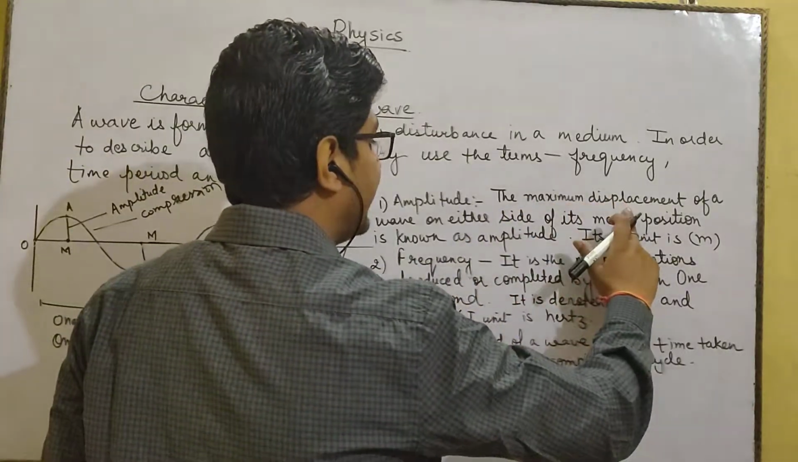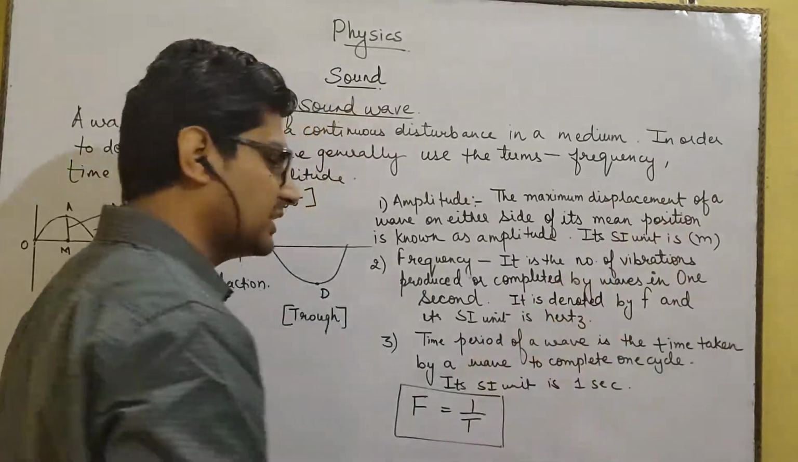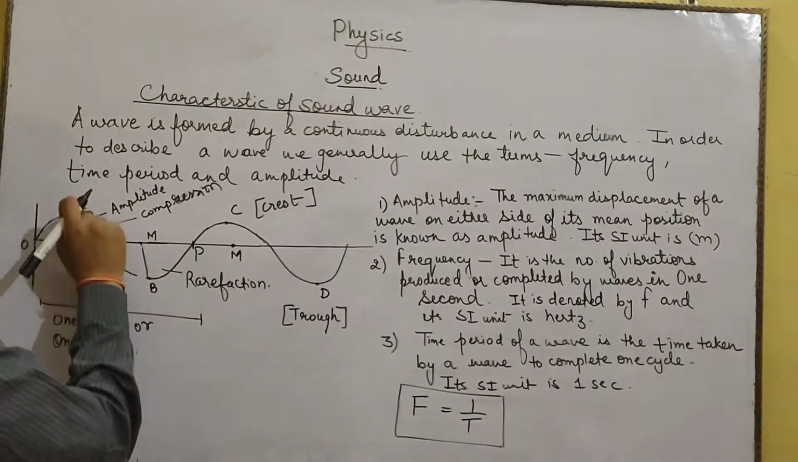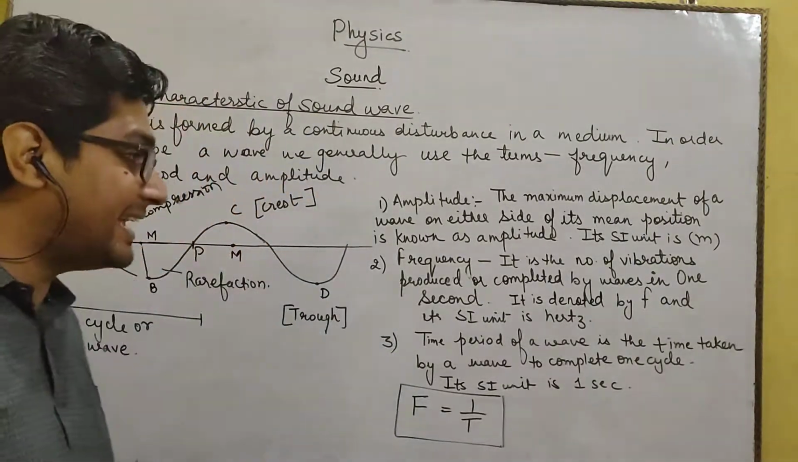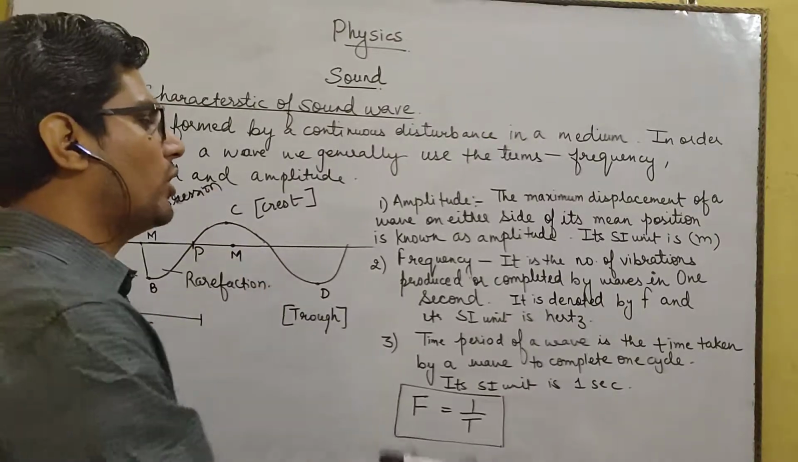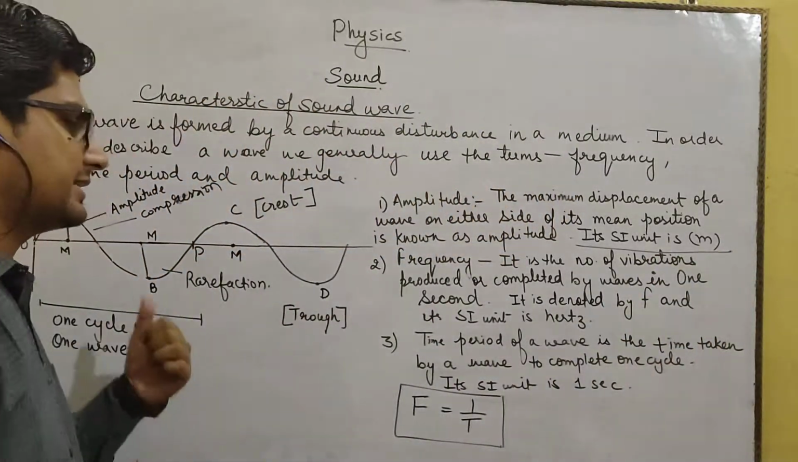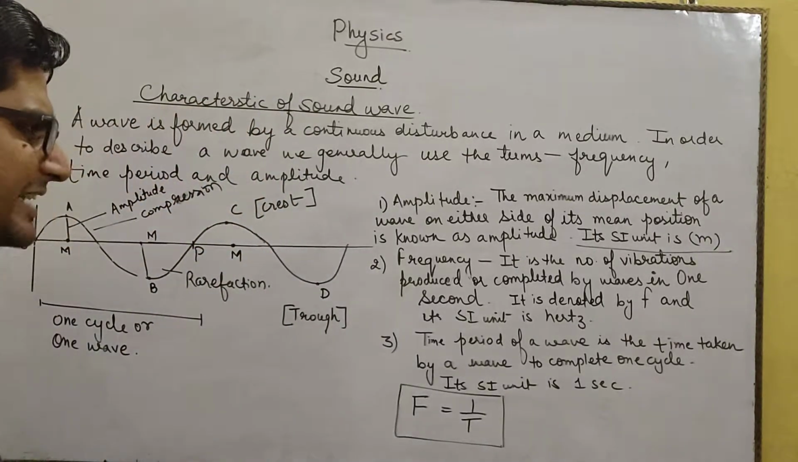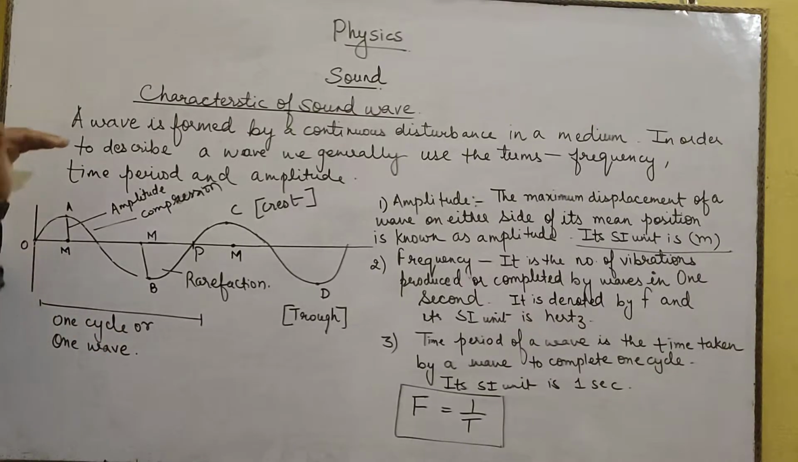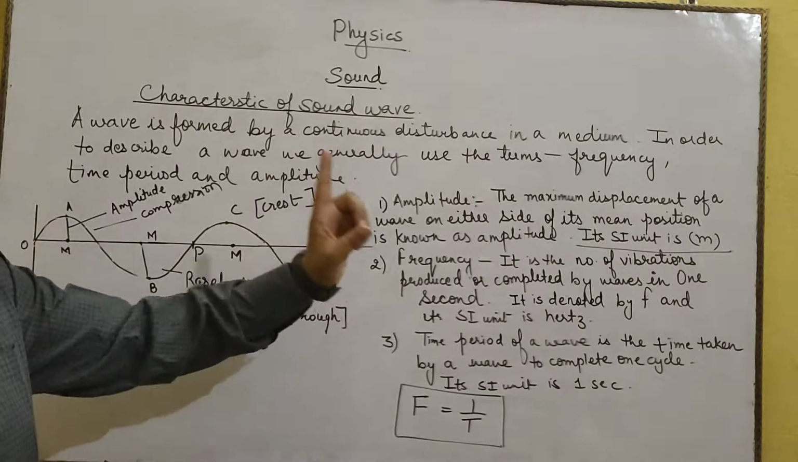The maximum displacement of a wave on either side of its mean position, that is from the mean position to any of the extreme positions, is known as its amplitude, and the SI unit of amplitude is meter, because it is a distance and distance is always measured in meter. So the maximum displacement of a wave on either side of the mean position, to its extreme position, position A or position B, is known as amplitude.